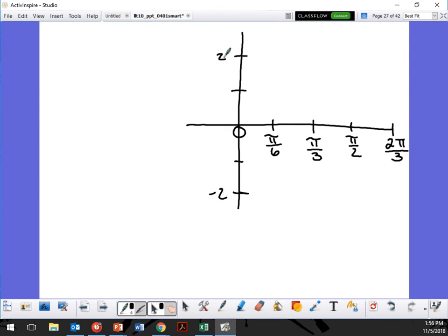All right, let's go ahead and fill in my graph then. At 0, what is my value? It was 0, right? At pi over 6, what was my value? Negative 2. At pi over 3, what was my value? 0. At pi over 2, positive 2. And 2 pi over 3? Not too bad, right? So it is going to get easier. And always, step 4 is graphing.